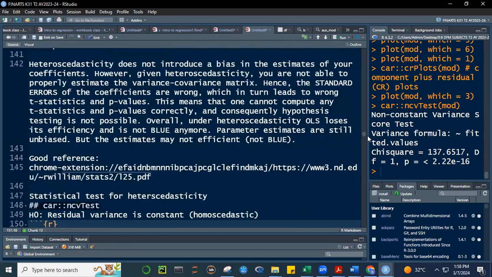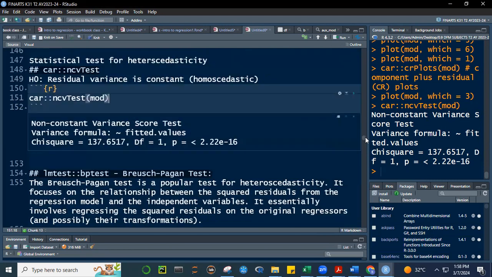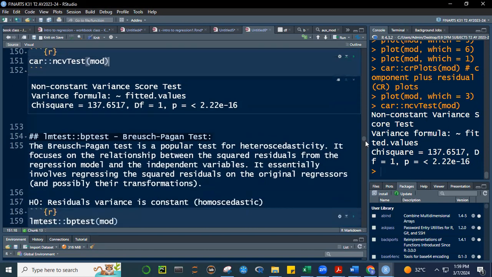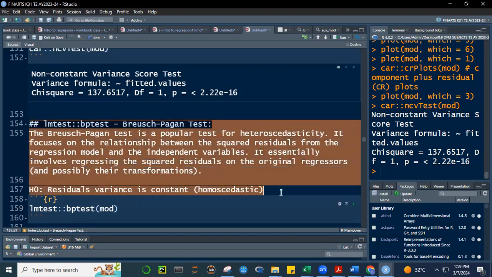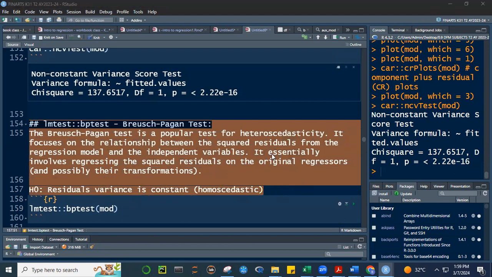Di ba? Take note class, no? Ang null hypothesis is homoscedastic yung residual variance. It's not homoscedastic. Kasi we will have to reject that null hypothesis with a p-value less than 0.05. All right? Okay. There are other tests, class. Ito naman, familiar din to. Ito yung isa sa pinaka-popular, no? Itong Breusch-Pagan test. Let me share this with you.